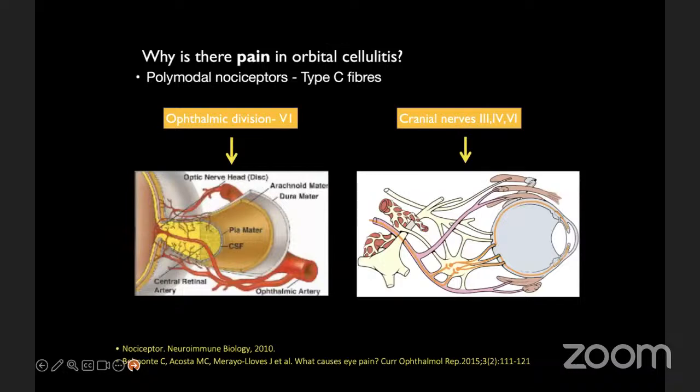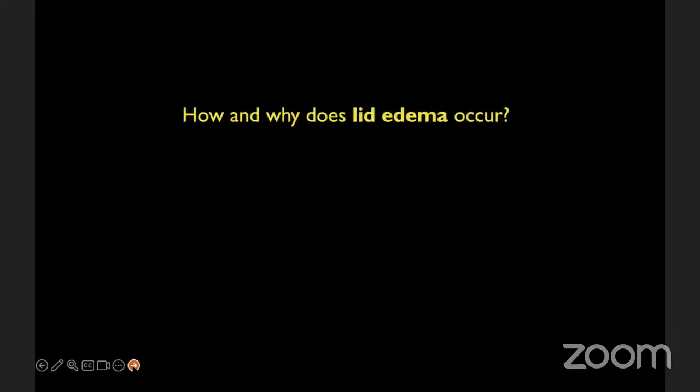And these are basically transmitted by the polymodal nociceptors, which is via the type C fibers. So in case of the eye and the orbit specifically, we have it via the ophthalmic division of the trigeminal nerve and the oculomotor, as well as the fourth cranial nerve, trochlear nerve. So that is about the pain. So there is nociceptor activation.